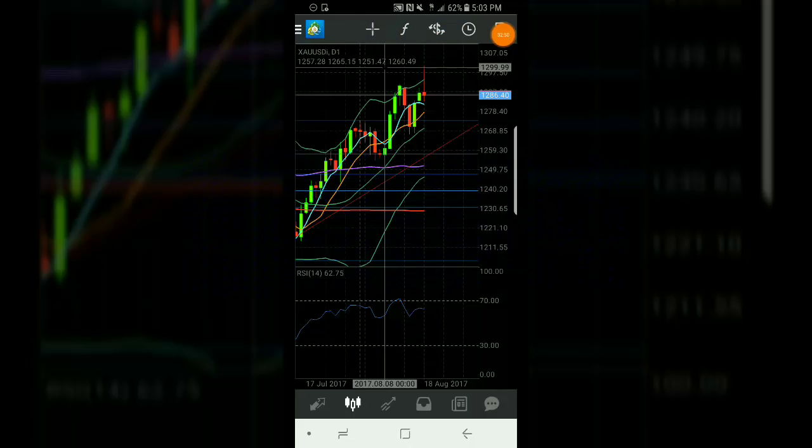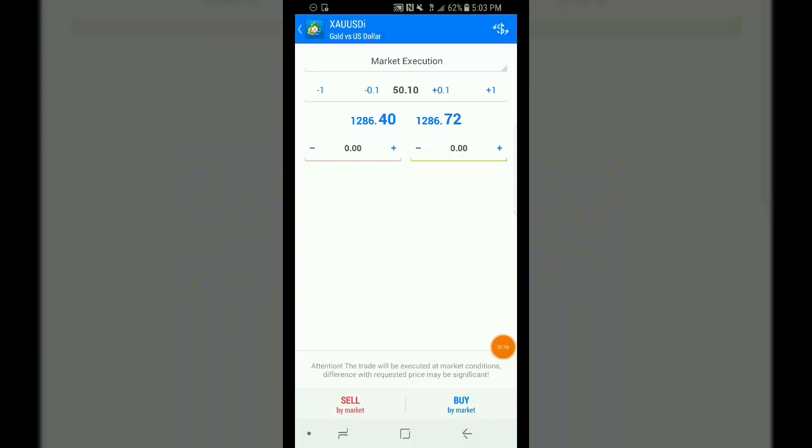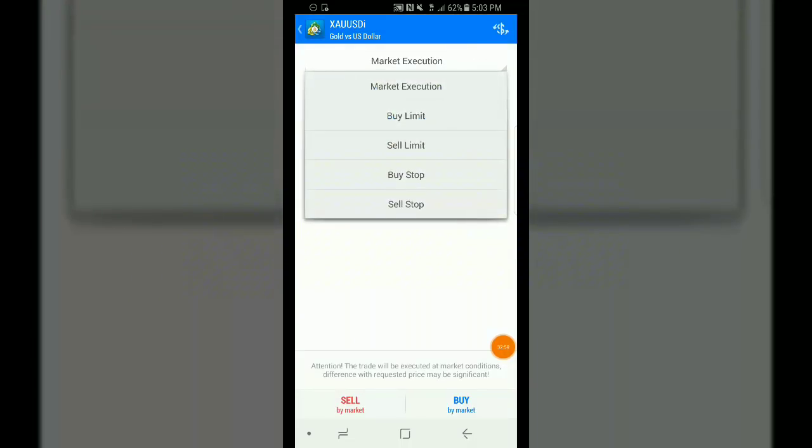Now, here is the order screen that you can click on from any time frame right here. And at the top, if I click on that, there's your different types of orders: market execution, buy limit, sell limit, buy stop, sell stop. Now, I do have an explanation on buy limit video. I will explain it real quick.